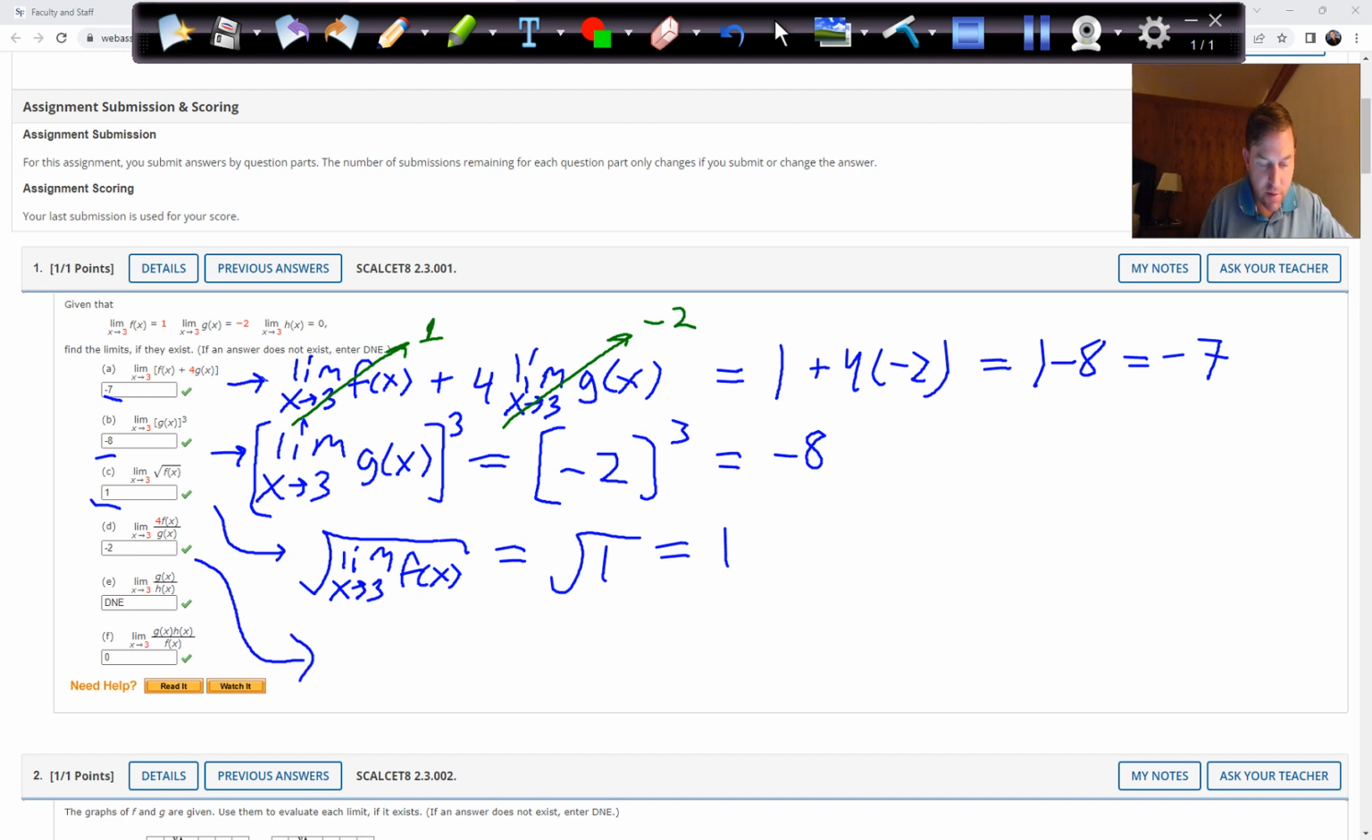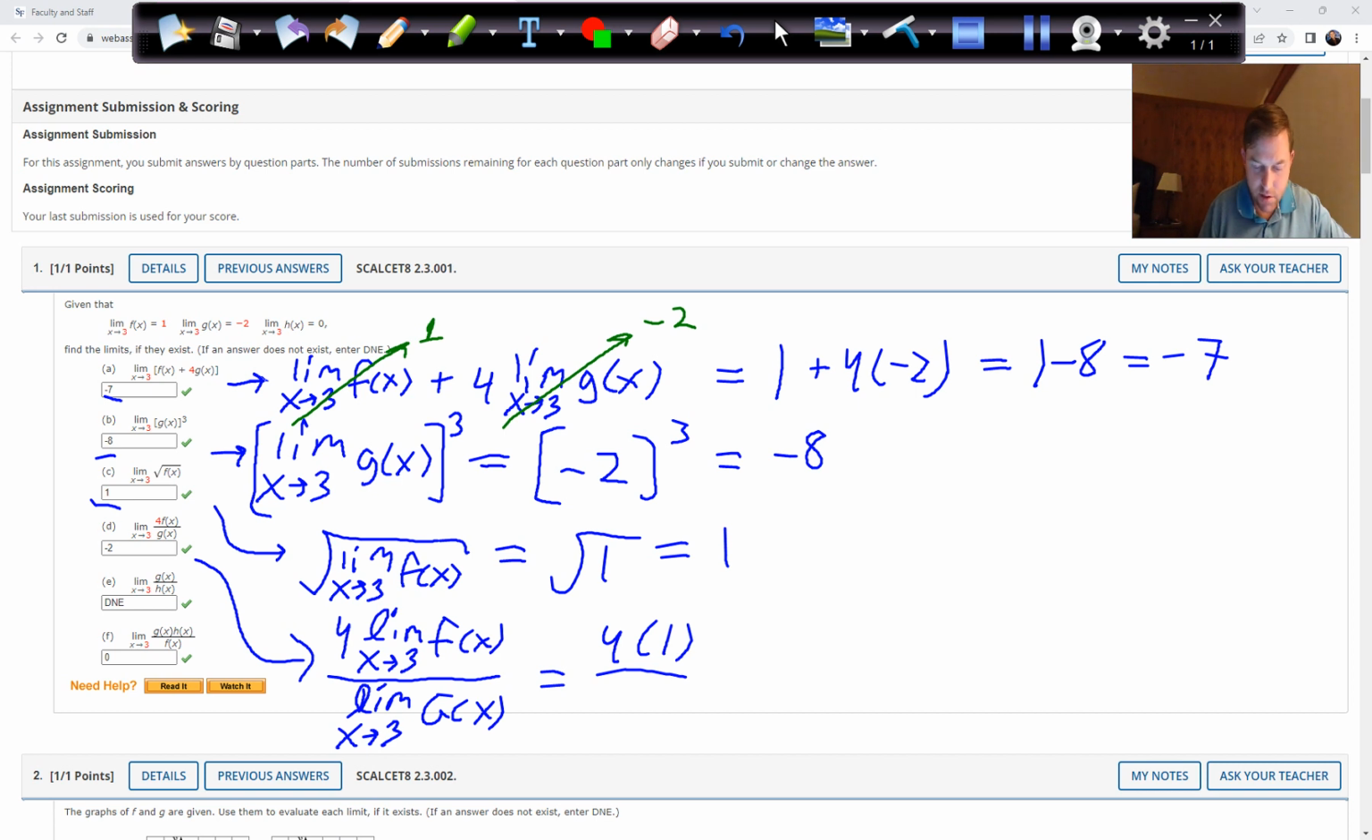D, we have the limit of two things being divided. Well, you can apply this limit to top and bottom, and I can pull the 4 out like I did before. And the top is the whole limit of f of x as x goes to 3 was 1, so this is 4 times 1. And the limit of g of x was negative 2. I guess I shouldn't have capitalized that. There we go. And so we get 4 over negative 2, which is negative 2.